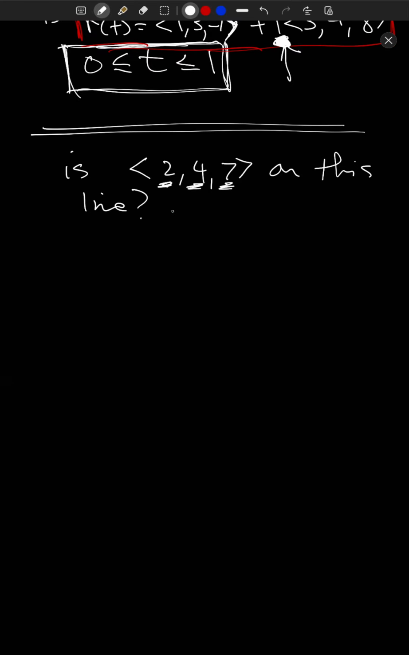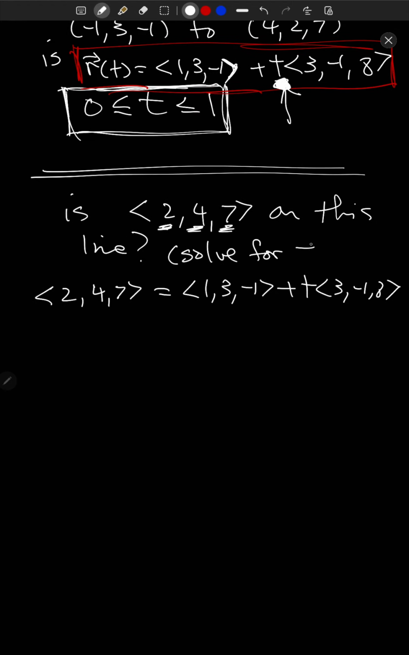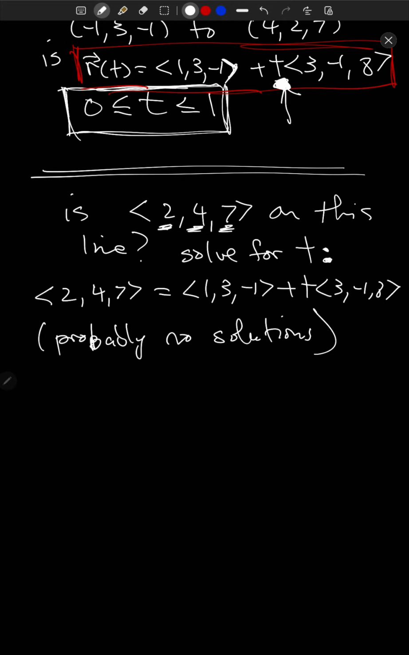So I'm just going to say: solve (2, 4, 7) equals (1, 3 minus 1 plus T, 3 minus 1, 8) for T. Solve for T, and I'm not going to do it. Probably no solutions, right? And of course, if there are no solutions, it means it's not on the line.